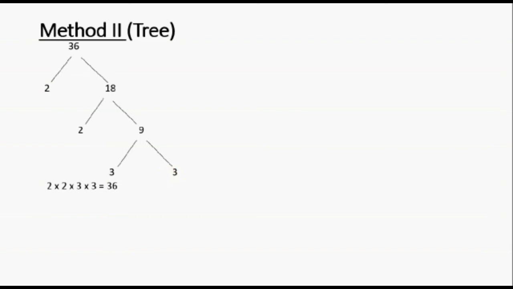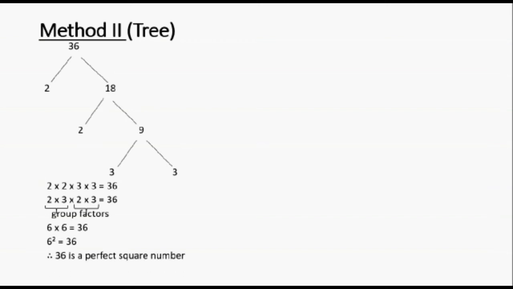Then from there, what are we supposed to do? Group the factors so that we have an identical factor. So I'll pick these 2 and that 3, that 2 and that 3. What am I getting? We have 6 times 6 equals 36. 6 squared is equal to 36. Therefore, 36 is a perfect square number.